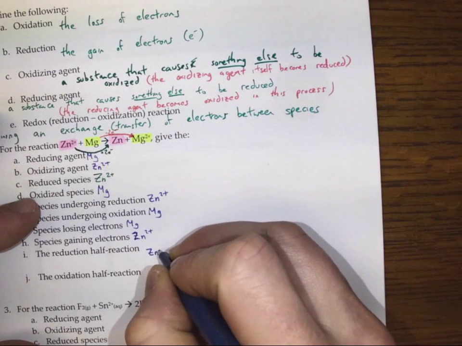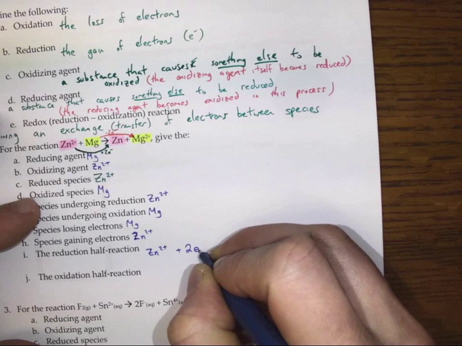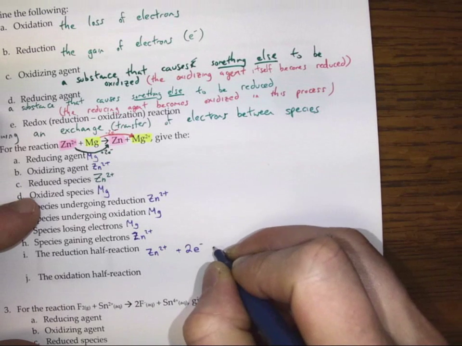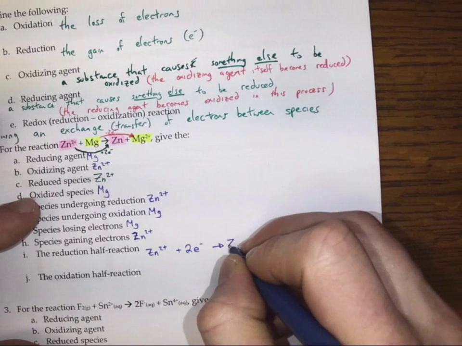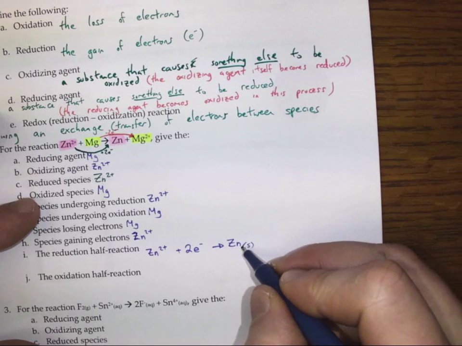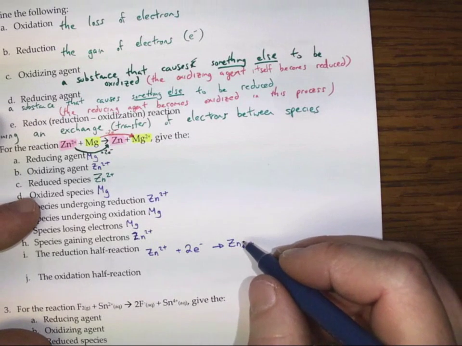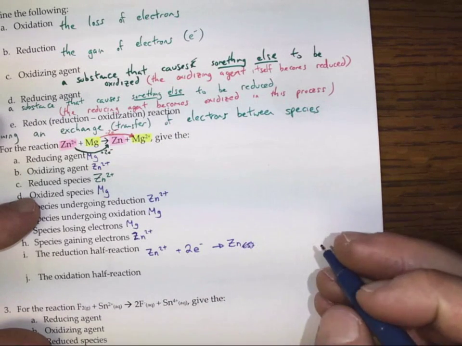So that means that the electrons are a reactant. They're going to be combined with zinc to form solid zinc. Actually, you know what? We're not worrying about phases, so I'm going to ignore that for now. Just neutral zinc. We'll just focus on the neutrality of it.